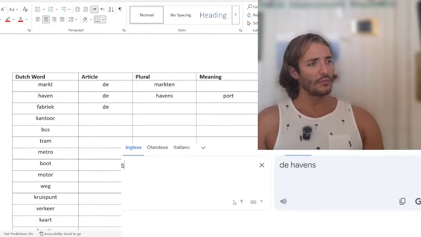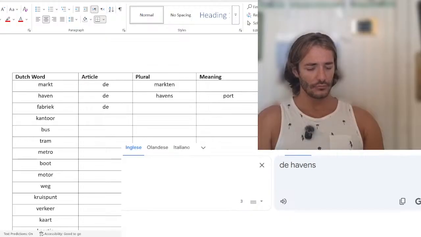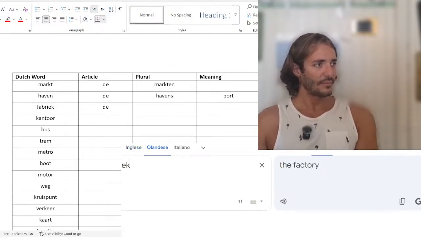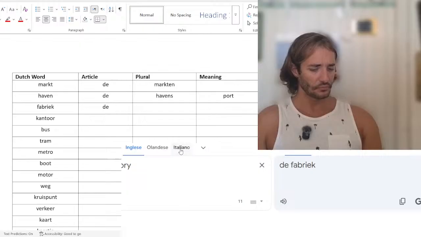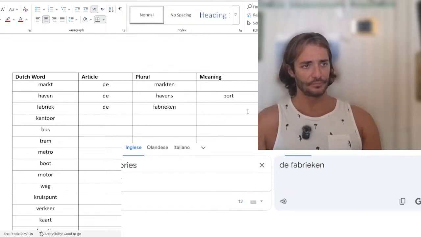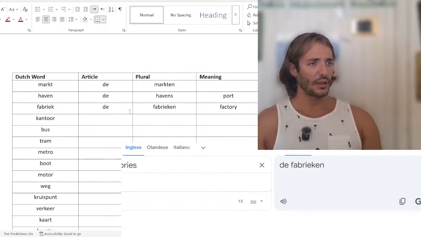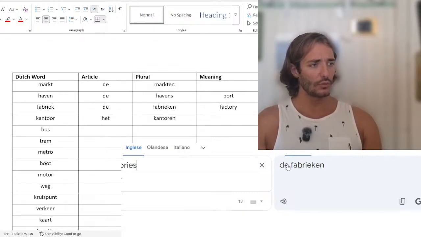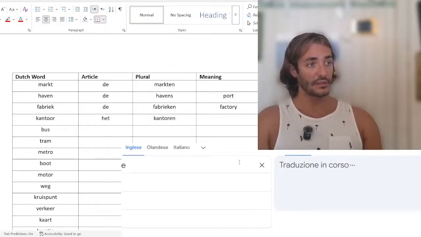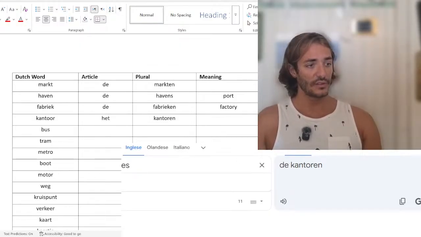De fabriek, maybe. La fabbrica. The fabric? No. Fabriek. The factory, yeah, factory. De fabriek. Should be fabrieken. Yes. Fabrieken. So factory. De fabriek. De fabrieken. Kantoor. This was the office. Het kantoor. De kantoren, maybe, with one O. The office. Het kantoor. The offices, de kantoren, okay.